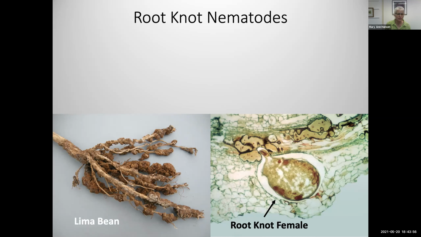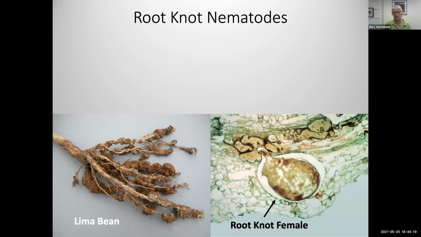And hopefully, if you've ever seen lima bean roots, you know that these are not normal lima bean roots. They're heavily, heavily galled. And I think you can get some idea of why that plant cannot transport water from the soil through the roots to the leaves. And so the plant wilts. So the root system is just completely distorted.